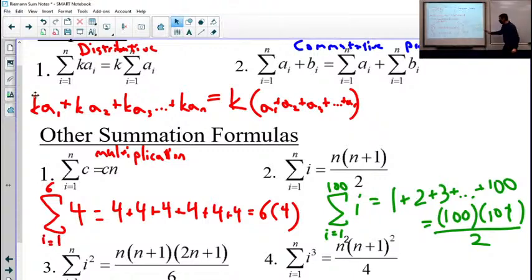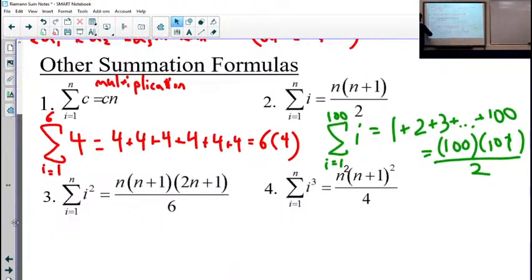And then when you get to a higher level math class, you'll actually prove these formulas. But for now, these are just interesting formulas for you. There's also a formula for the sum of the first n squared terms. So if you want to know what 1 squared plus 2 squared plus 3 squared plus 4 squared all the way up to 10 squared is, it would be 10 times 10 plus 1 times 2 times 10 plus 1 all over 6. And that'd be the formula for the sum of the first n squared terms.